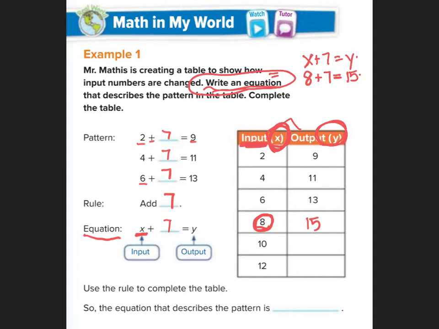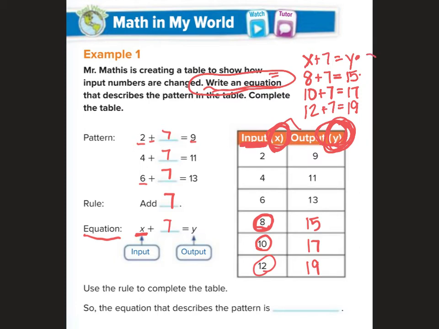So again, instead of x, I'm going to put in my next term, which is 10. 10 plus 7 equals 17. So now instead of y, I'm going to put that 17 in there. Lastly, 12. My last term I need to do is 12. Plus 7 is 19. And then I'm going to put 19 in the y column.